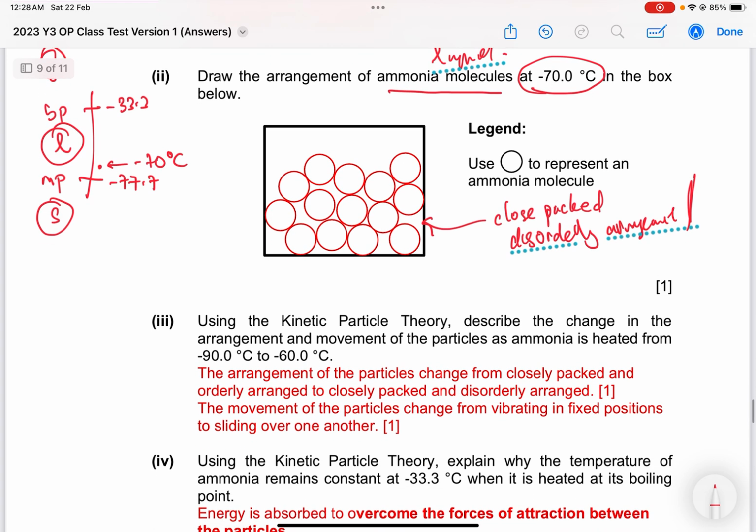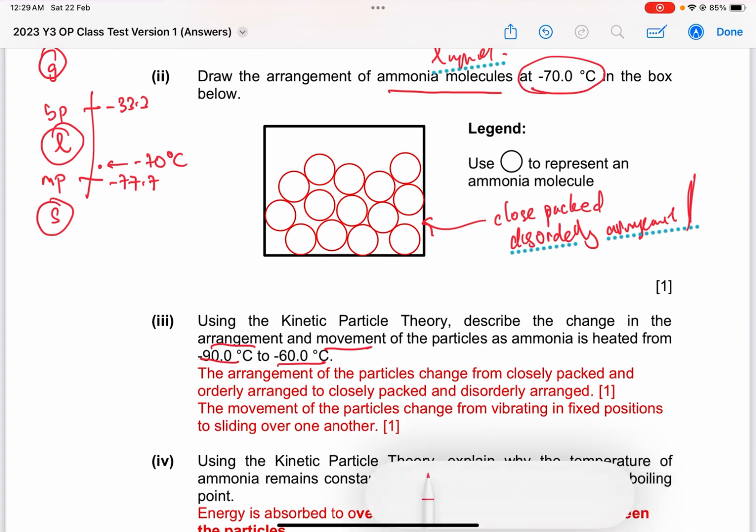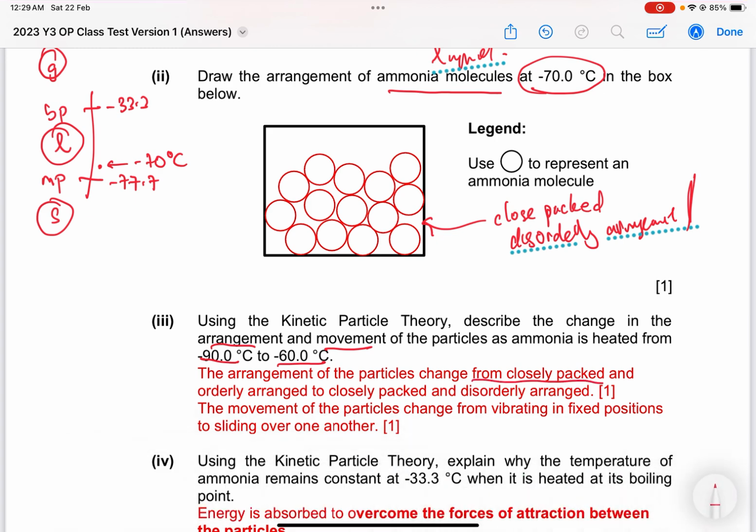Part 3. Using the kinetic particle theory, describe the change in arrangement and movement of particles as ammonia is heated from negative 90 to negative 60. So they want the change in arrangement and movement. So arrangement, how does it change? We got both packing and arrangement, whether orderly or disorderly. So this is the first 1 mark. Change from closely packed and orderly, which is solid state. Because negative 90, it is in solid.